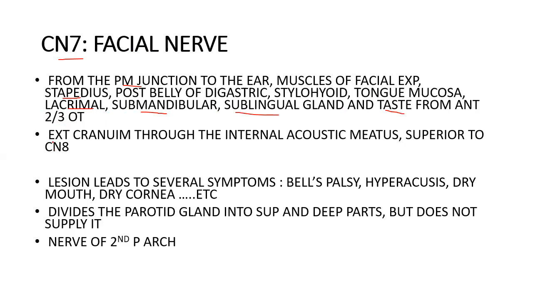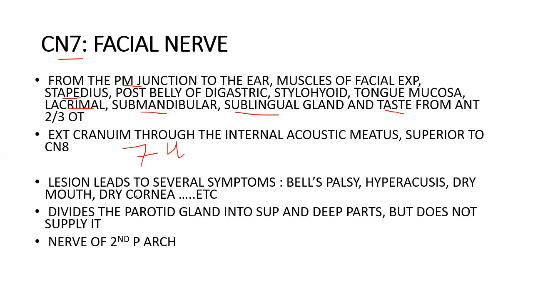So how does it exit the cranium? It exits the cranium through the internal acoustic meatus, superior to cranial nerve number 8. They are all within that internal acoustic meatus, but cranial nerve number 7 will be above. So you can call that 7 up. Remember the drink, 7 up. So cranial nerve number 7 has to be up.